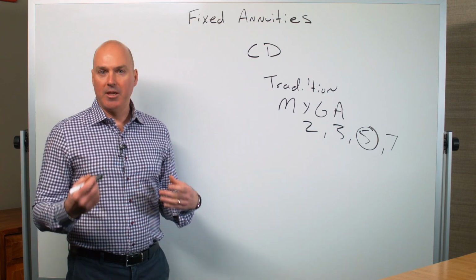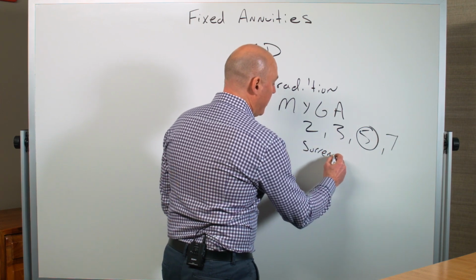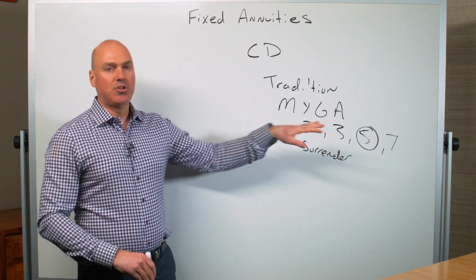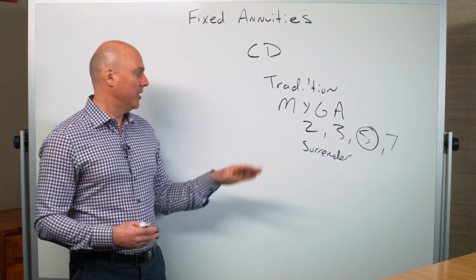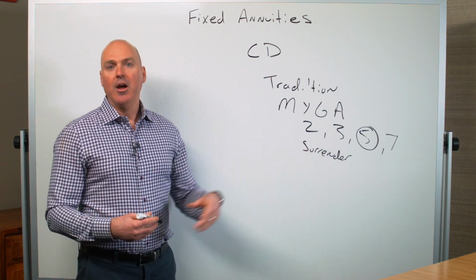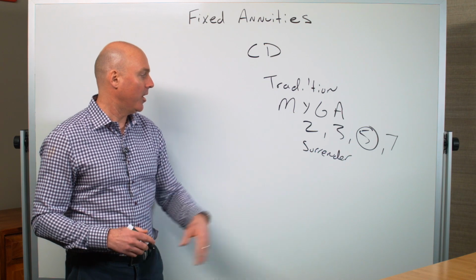Again, something to keep in mind is there typically would be a surrender schedule on that. Typically, the surrender schedule is going to match whatever term of that MYGA you're going into. So if it's a 3-year, it probably has a 3-year surrender schedule. With a 5-year, you're probably going to see a 5-year surrender schedule as well.